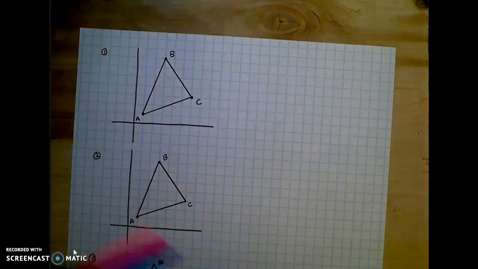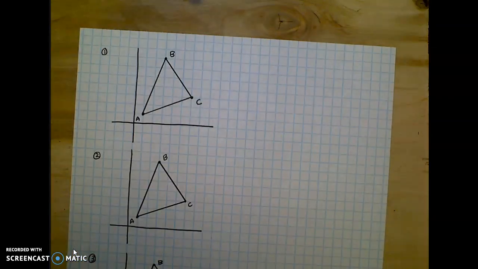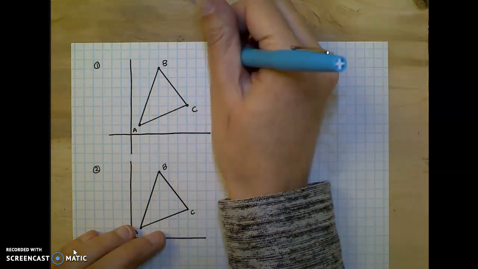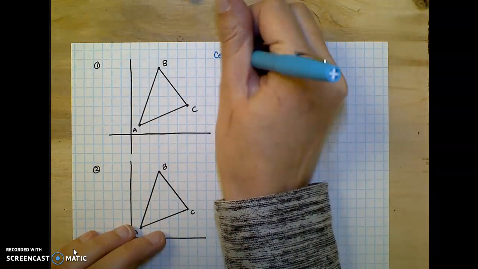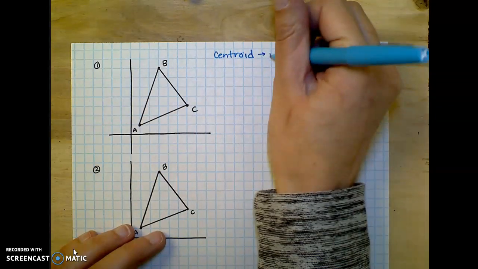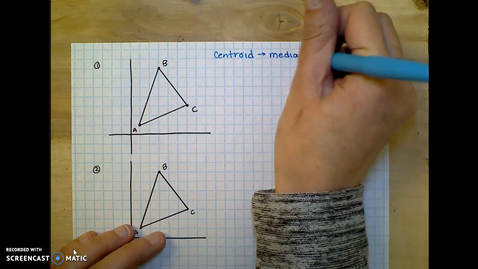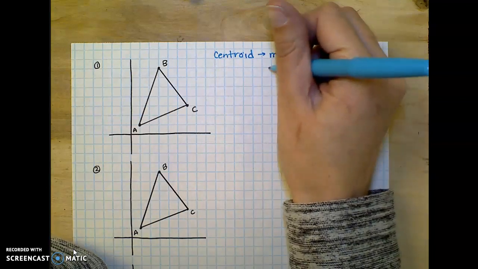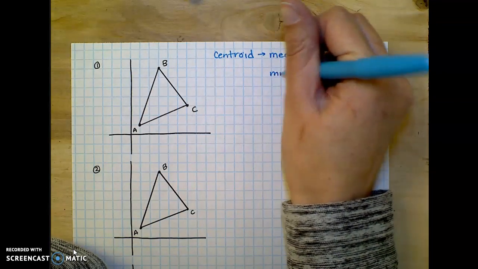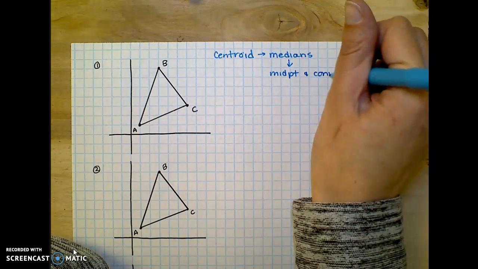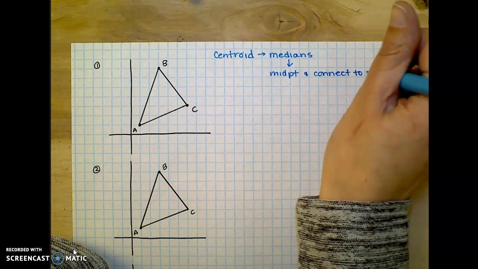Alright guys, so I am going to do a quick recap of all of our points of concurrency. On this first one here, we are going to talk about the centroid. Now, if I'm trying to draw the centroid, then the lines that I need are the medians, which to draw the medians, you need to find the midpoint and connect it to the opposite angle.